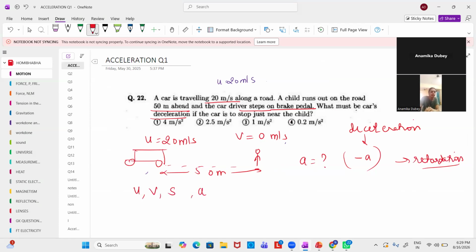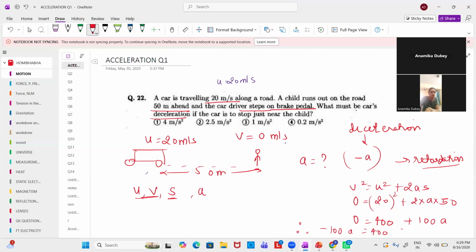So which is the equation? We have the third equation, the relation between velocity and s: v square is equal to u square plus 2as. So v square is 0, u square is 20 square, plus 2 into the acceleration they are asking, and we have the distance 50. When you solve, you get 0 is equal to 400 plus 100 into a. Therefore, minus 100a is equal to 400. So therefore, acceleration is minus, you'll have 400 by 100.